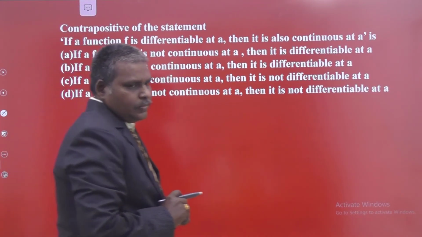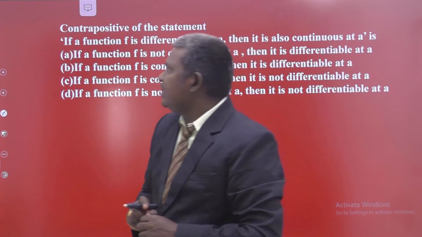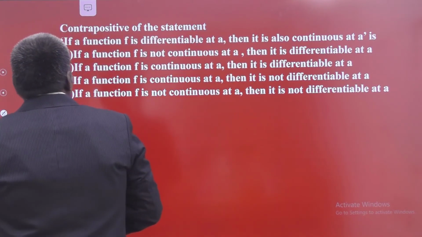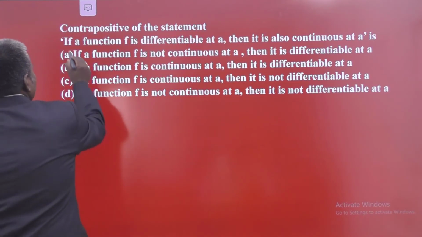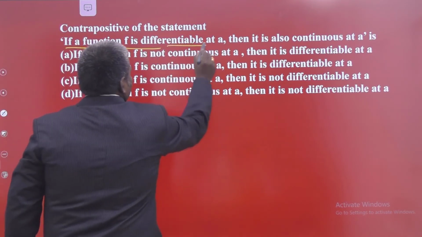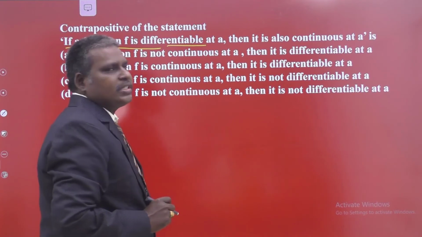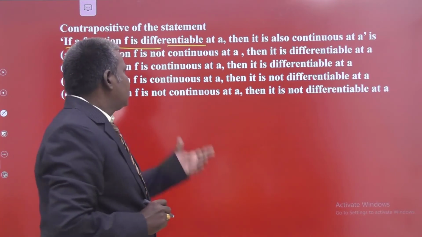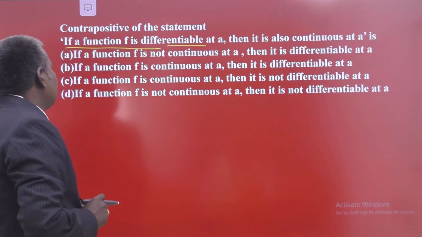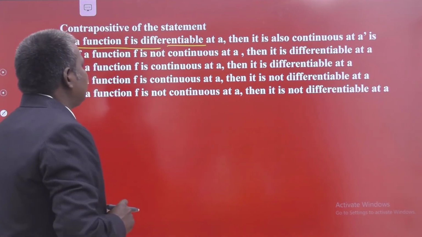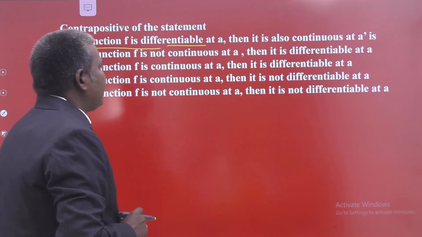See this one. What is the contrapositive of the statement? If a function f is differentiable at a, then it is also continuous at a. This is the statement. What are the options? If a function f is not continuous at a, then it is differentiable at a.